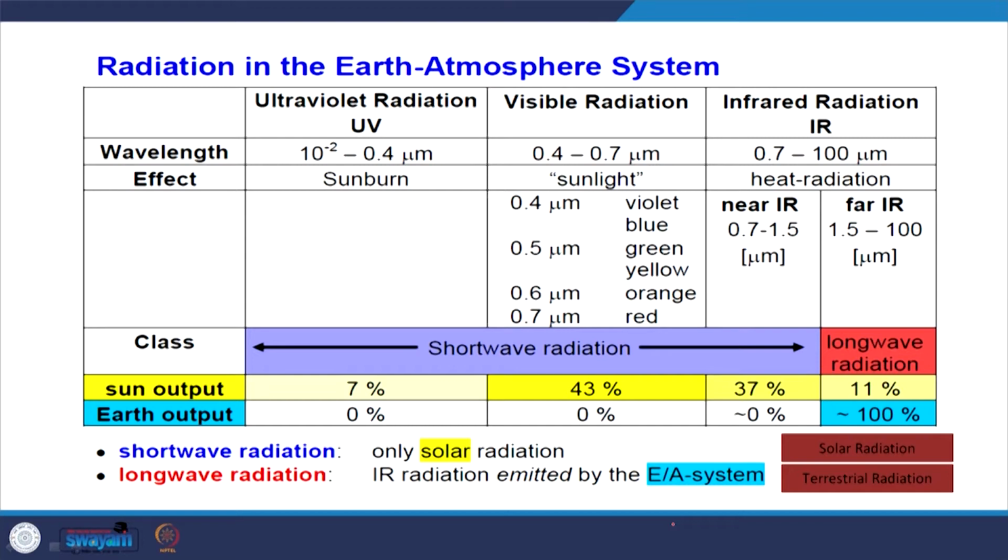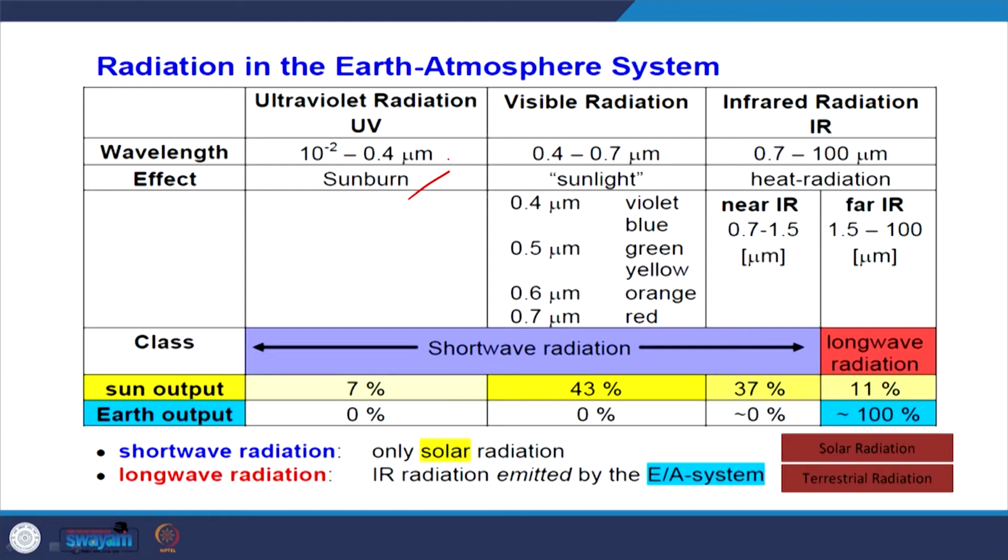If you see the white light that is coming from the sun, it contains all three different ranges of wavelengths in it, and the effect that you see of these different parts of radiation is the sunburn. If you experience ultraviolet radiation, you will realize it will cause you sunburn. Visible radiation is the sunlight that you see with your naked eye, and visible radiation has again different colors, which you know already. And infrared radiation, like I always say, is the heat radiation.